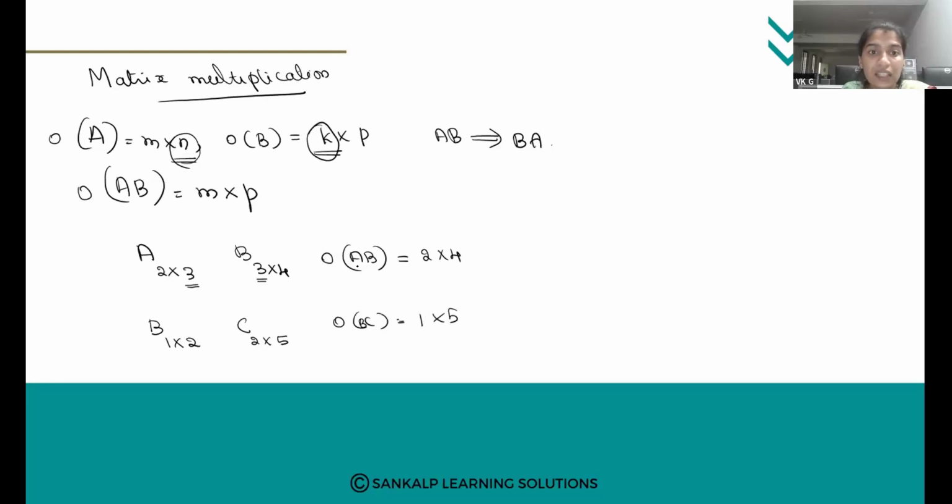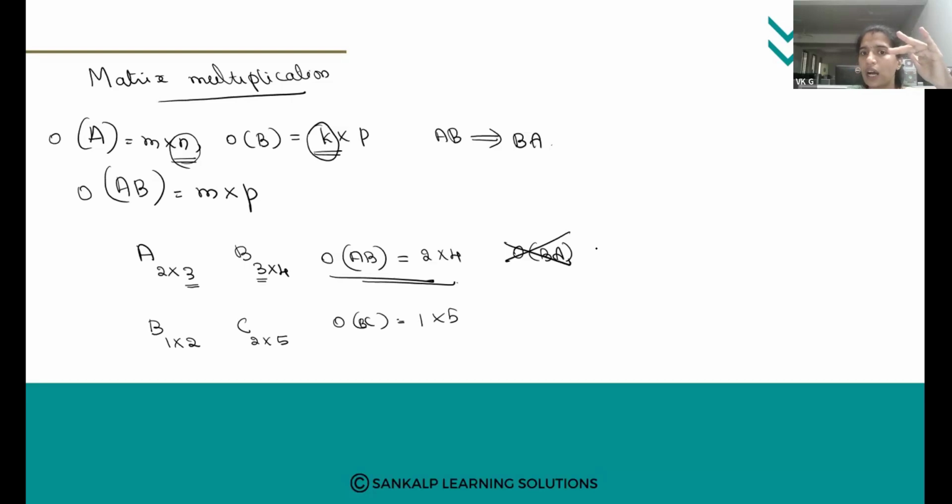Clear? Now look, the order of AB is 2 by 4. But if I do BA, check the order of BA. B is of order 3 by 4, A is of order 2 by 3, not defined. I can't find the product BA because the number of columns of B is not equal to the number of rows of A. Very good. Many are giving the right answer. So, existence of AB need not imply existence of BA.